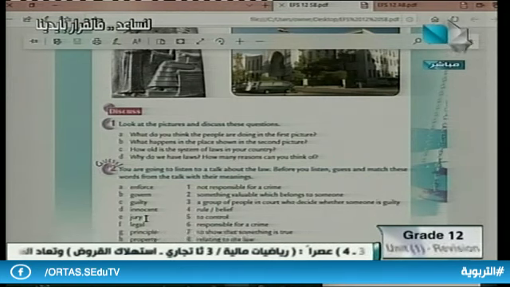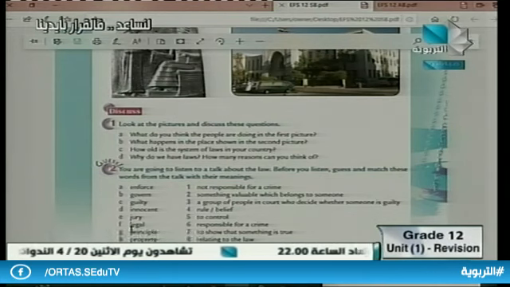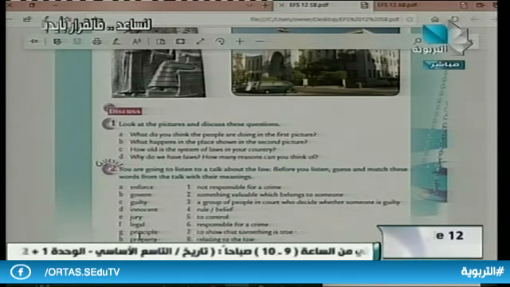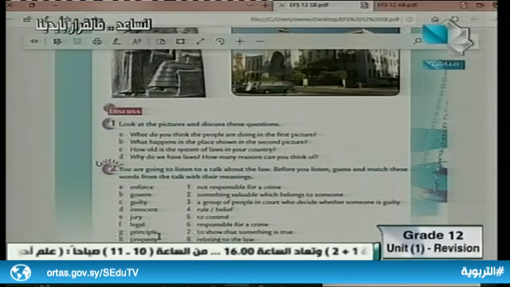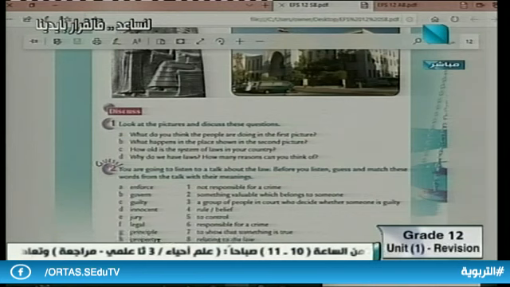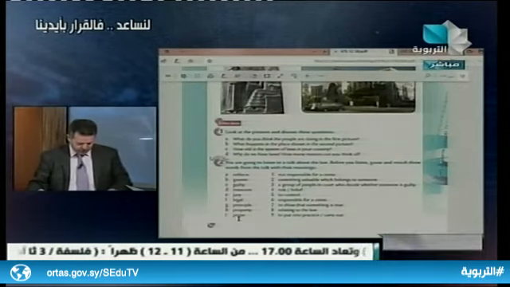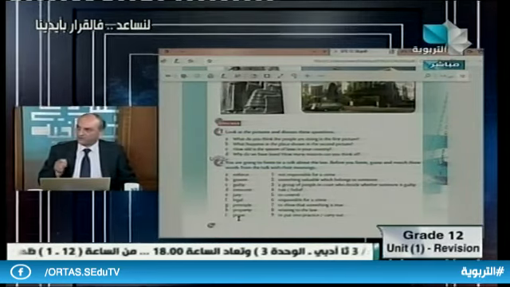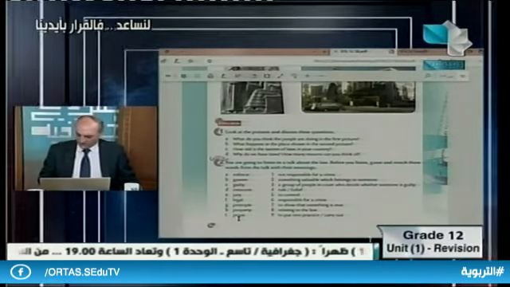Jury, a group of people in court who decide whether someone is guilty. Legal, relating to the law. So it is an adjective of the word law. Principle, which is a rule or belief. Number H, property, something valuable which belongs to someone. The last one, prove, which is to show that something is true. So if I want to prove something to you, I mean that I show you that this something is true. It is correct, of course. Thank you very much, Mr. Mazen.